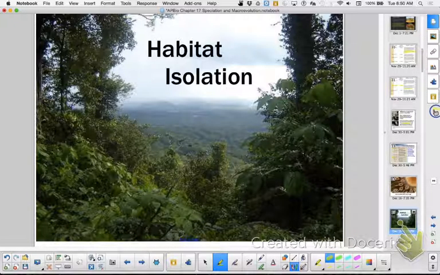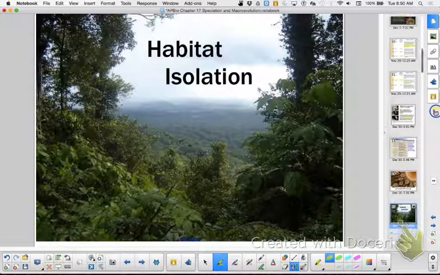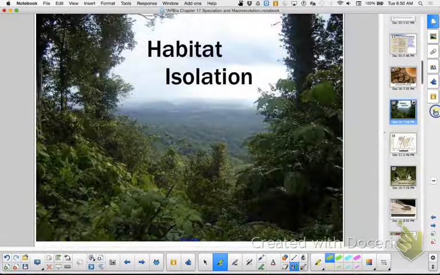So on your notes, go to habitat isolation, even within the same geographic range. And then I said think forest canopy. If you've studied rainforest before, they're at different levels of the canopy. So I'm at the tops of the trees, you're at the bottoms of the trees. That would be habitat isolation.